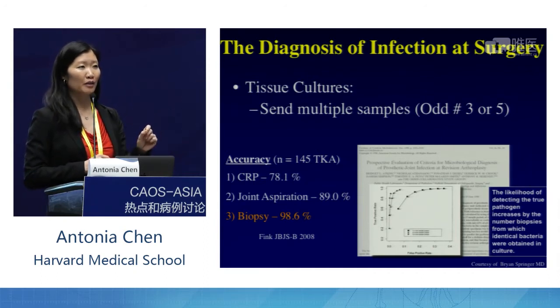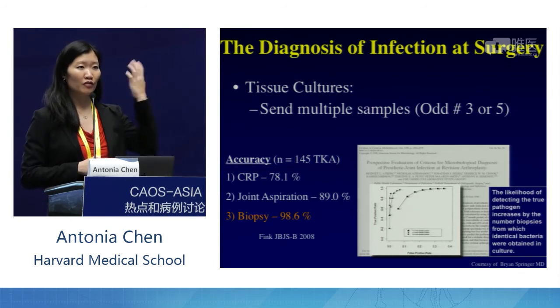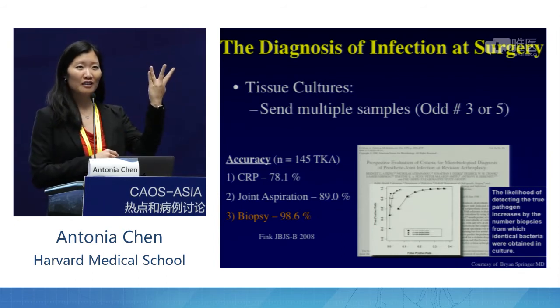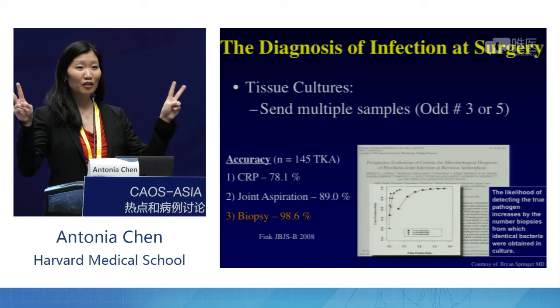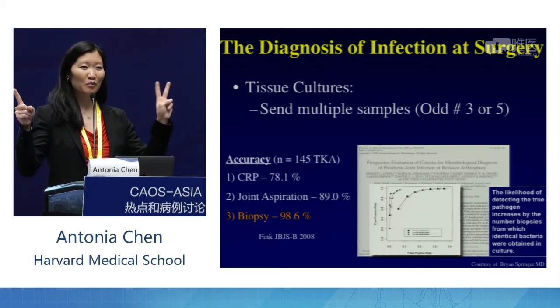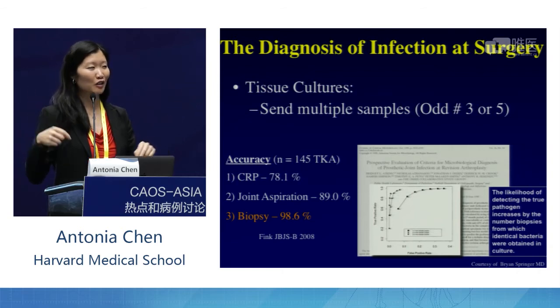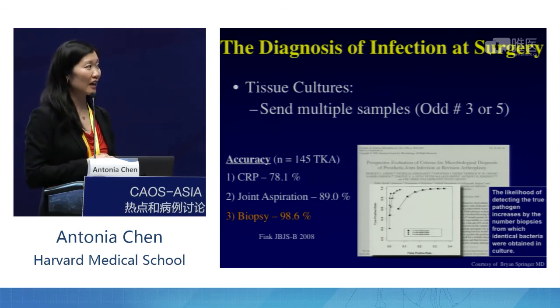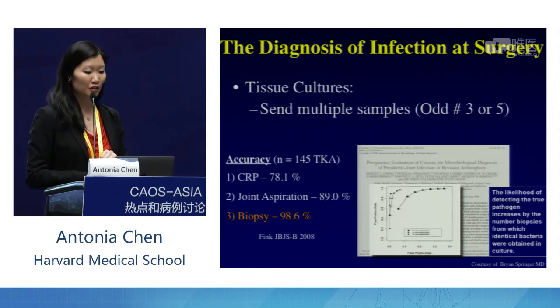Why an odd number? Because if you only take, say, 4 samples, if 2 are positive and 2 are negative, then you don't know. But if 1's positive and 2 are negative, you're more likely to think it's negative because it could be a false positive. The accuracy is high when it comes to the biopsy or tissue sample collection.